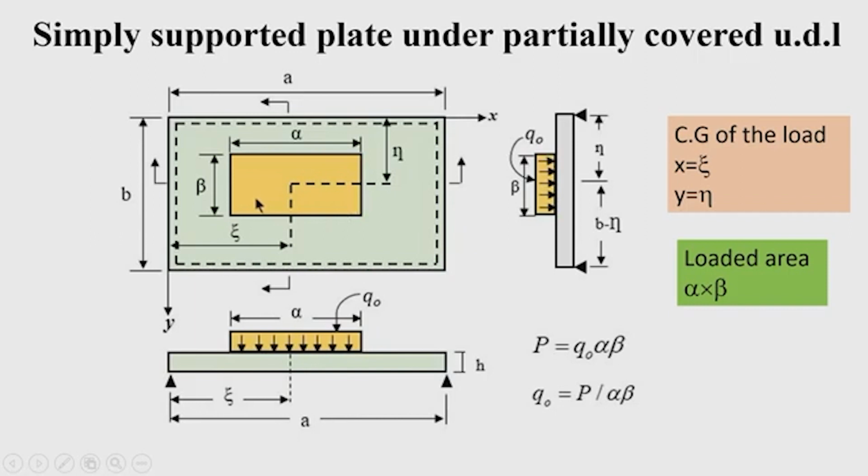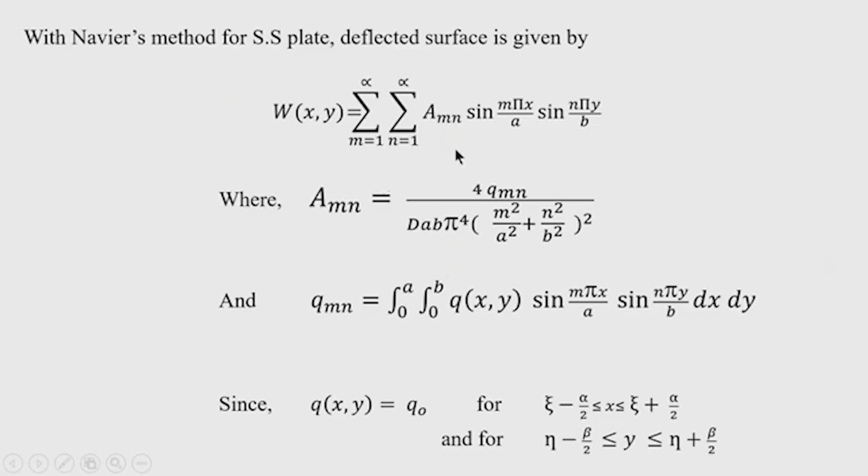So, again the load is uniform, having an area of alpha cross beta. That is the loaded area, and let us assume that the centroid of the load is located at the coordinates xi and eta. So, the x coordinate is xi and the y coordinate is eta for the CG of the load. Okay. You can see the section here is not fully loaded. So, in that case how will we proceed? The procedure is the same.